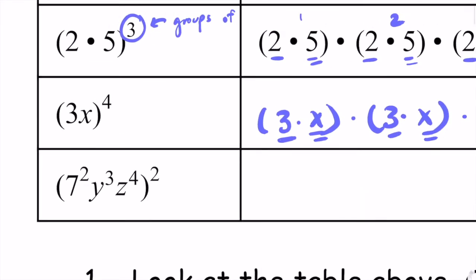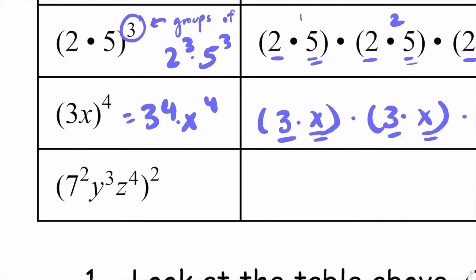So try to come up with the rule. This is a little harder to see, but try to figure out how I got 3 to the 4th, x to the 4th. This is 2 cubed, 5 cubed. Let's see if you can come up with your rule of this, and then we'll see if we're right.